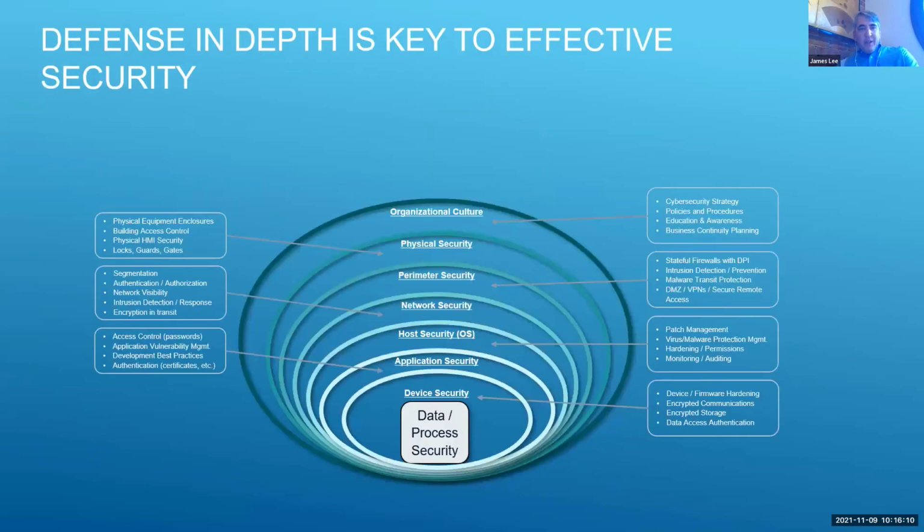I'm going to flip it over to Jim Butler for a minute, and he can tell us about defense in depth in cybersecurity and how we go about securing these networks. Jim? All right, thanks, Jim. So defense in depth is probably a term that you've heard about a little bit.